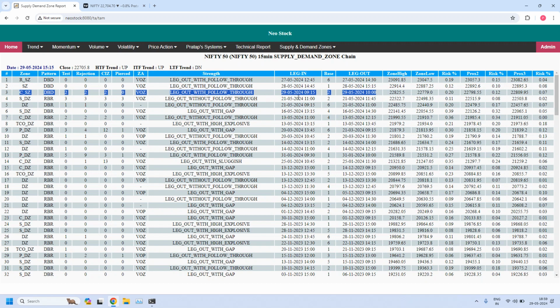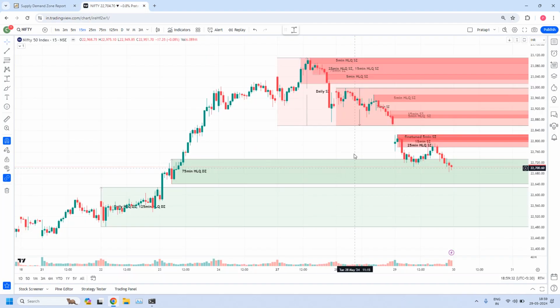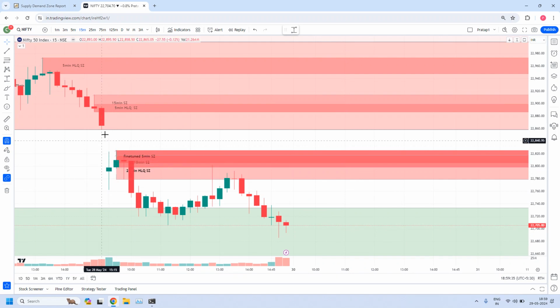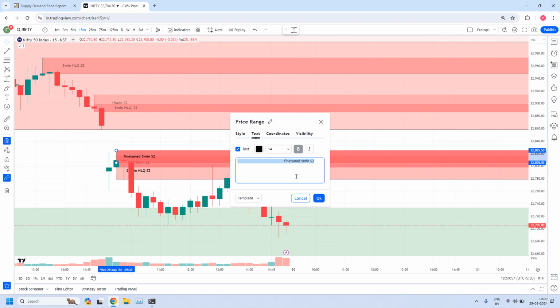But the main reason why it supported multiple trades so strongly is not only because of the trend, but also because it is a high liquidity zone. So 9:15, 2 base candles. This is the 9:15, these are the 2 base candles, and this is the drop. This is the 15-minute zone. Already we have identified this zone, 15 minutes. So where is it? This is the fine-tuned 5-minute zone.